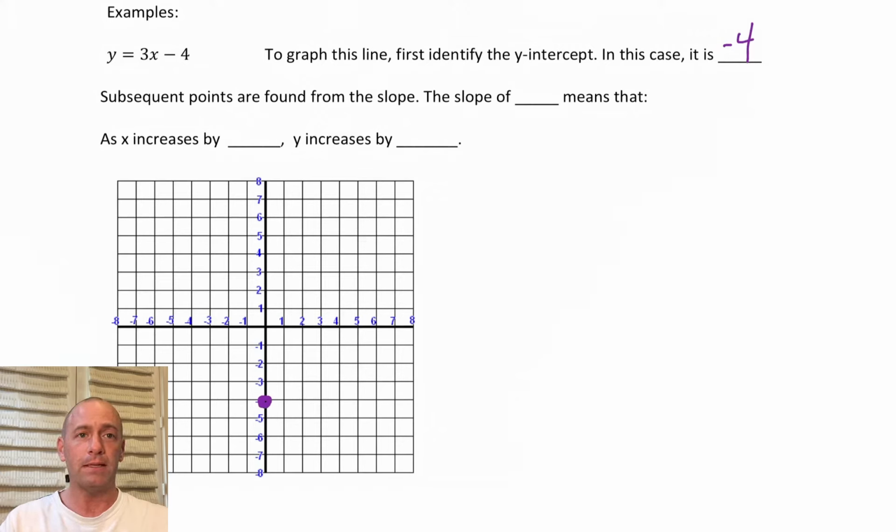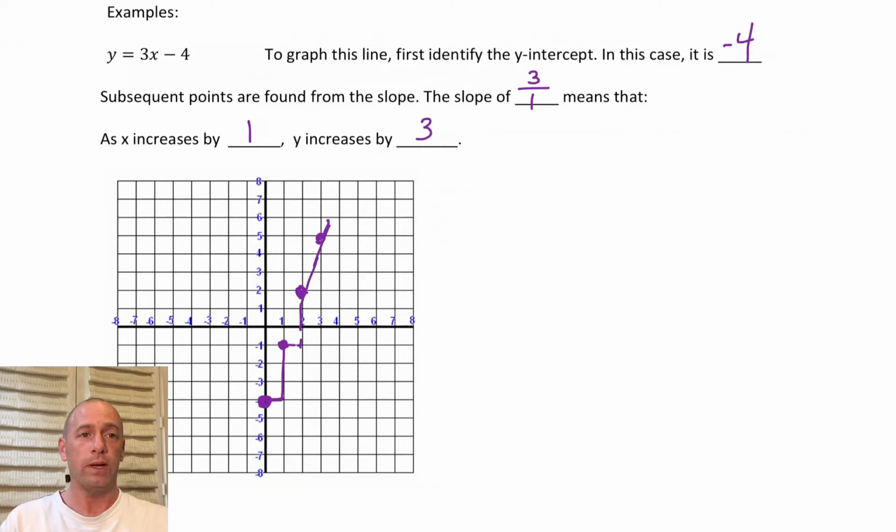The second piece of information we need is the slope, the number in front of x. It's 3, or 3 over 1. This means every time x goes up by 1, y is going up by 3. So from that y-intercept, we go right 1, up 3. And I can do that a couple more times to get a nice, accurate line.